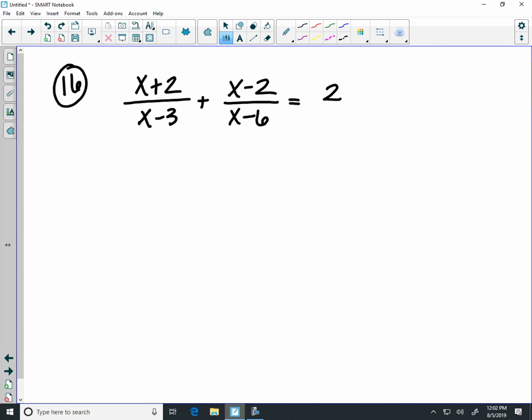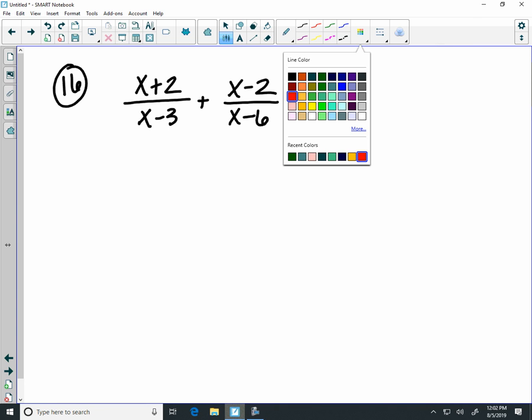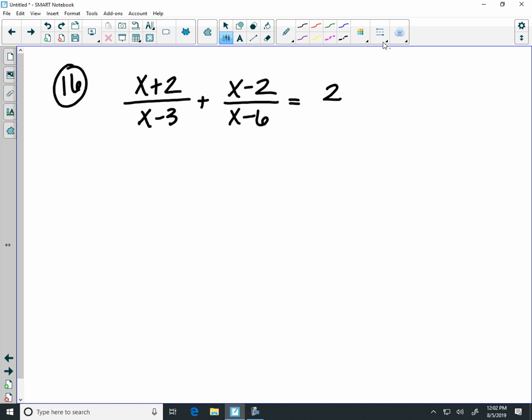Right, number 16. So again, we are working on solving a rational equation.